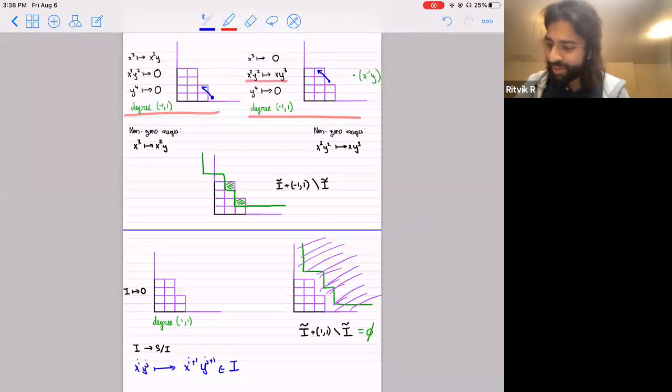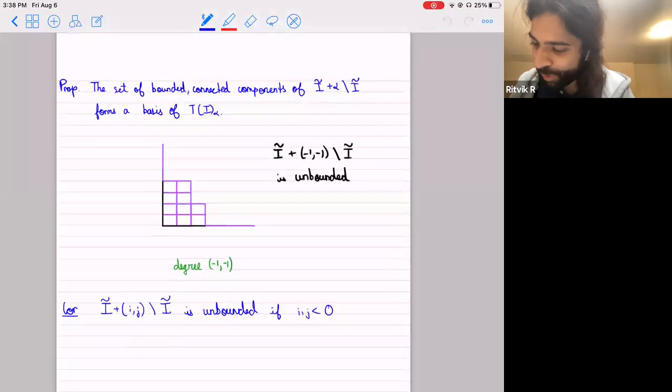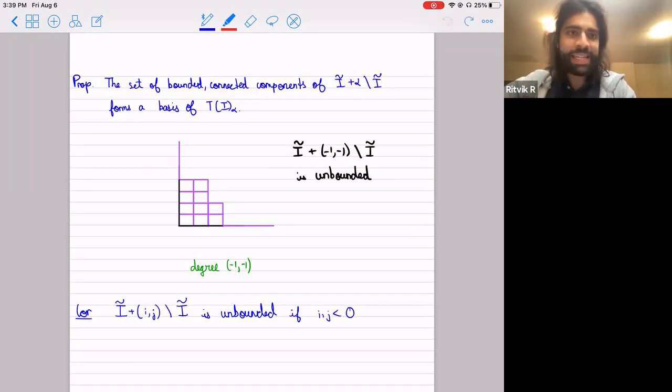So this is a proposition. This is the shift in perspective that will let us do lots of things. So the proposition is the following: the set of bounded connected components of this shift forms a basis for the tangent space in that degree. I've not explained bounded, I'll get to that in a minute. Connected here should mean as if there's a path inside the complement that stays.